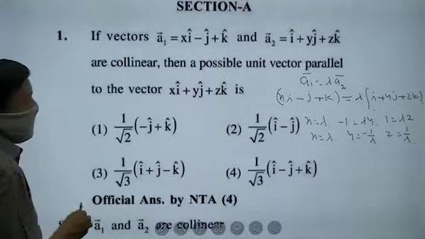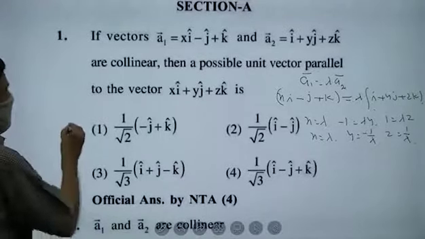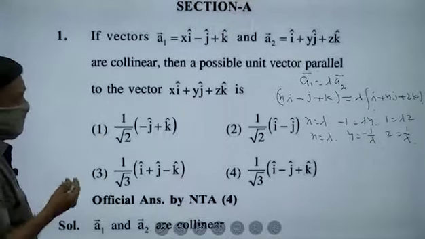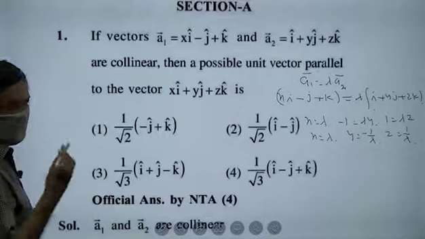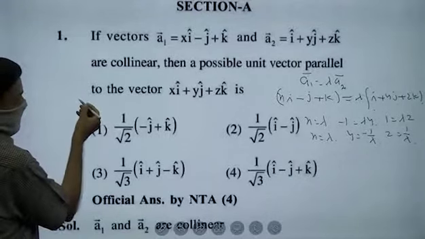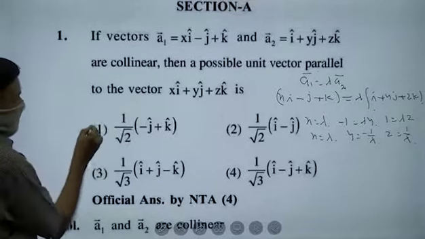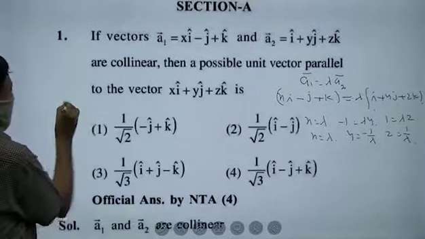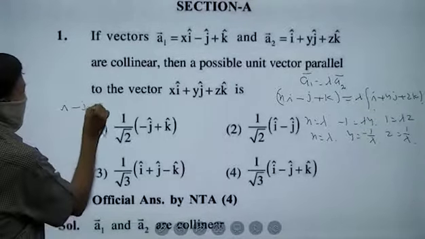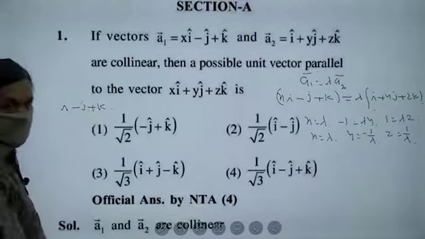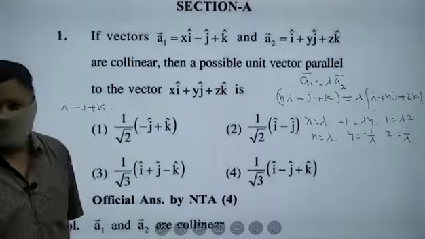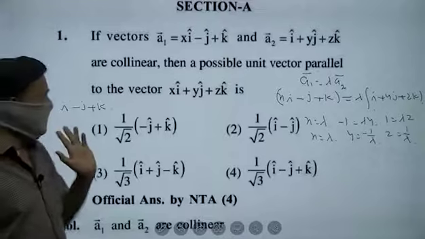Now you can give any value to lambda you like. Preferably lambda is equal to 1 you put. Then you are going to get your vector xi plus yj plus zk will be i minus j plus k. You can give any value to lambda. Lambda is equal to 1 you put, then you are going to get like this.